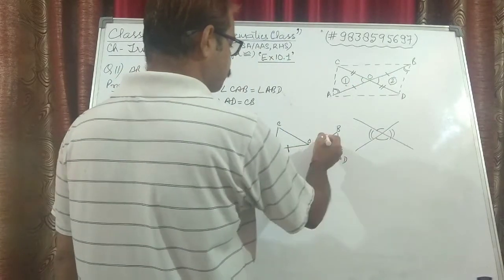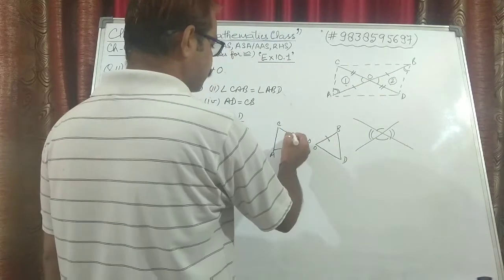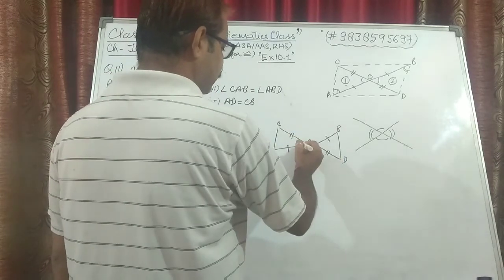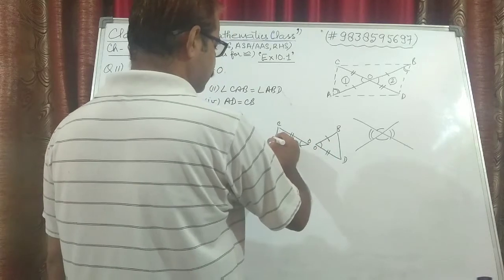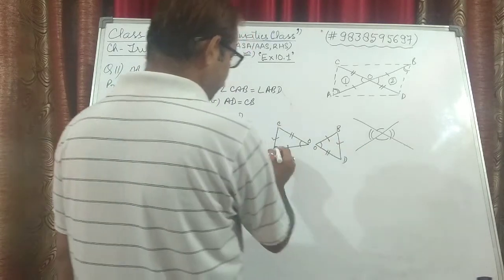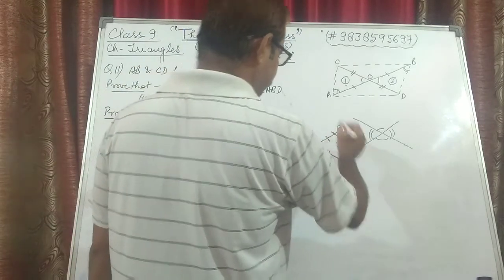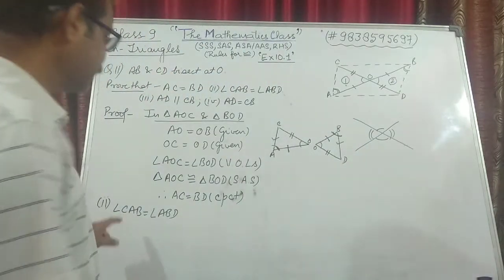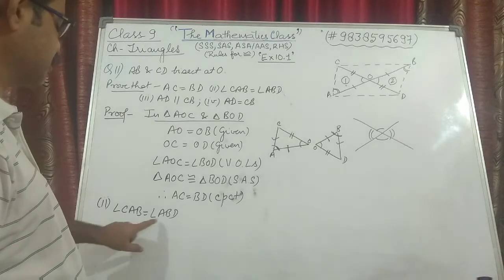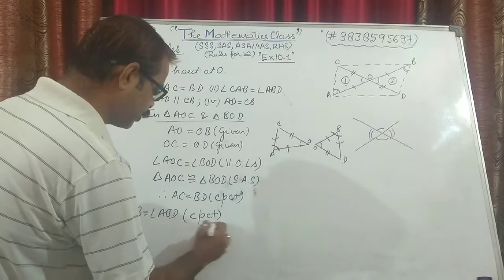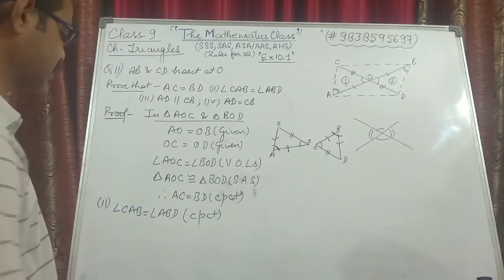So AO corresponds to OB. Similarly, CO corresponds to OD. And this corresponds to this. Similarly, this and this correspond to each other. So it means that angle A corresponds to angle B. So we can say that CAB is equal to ABD by what reason? CPCT, or you can even say corresponding angles.